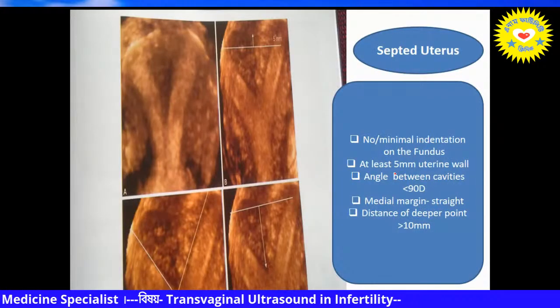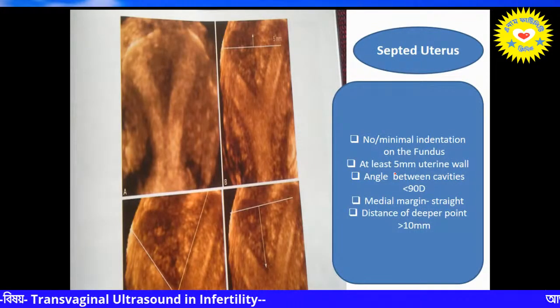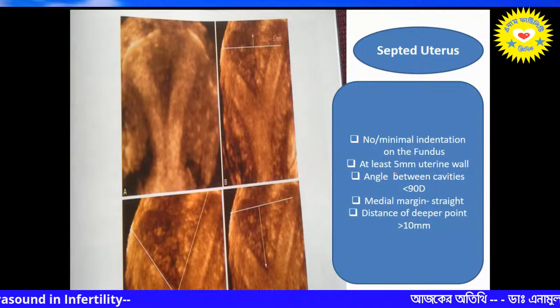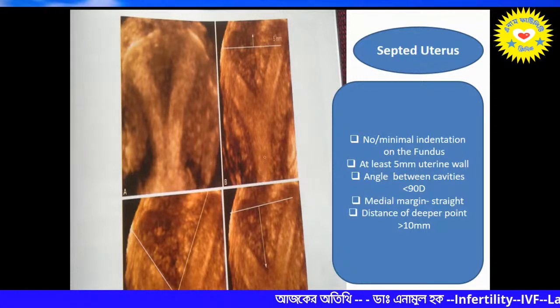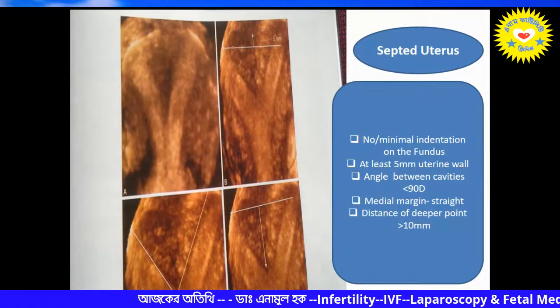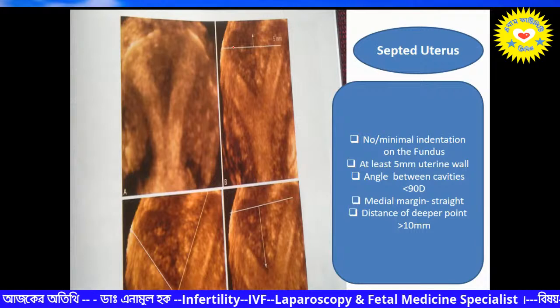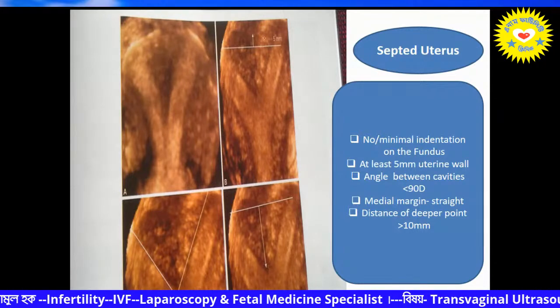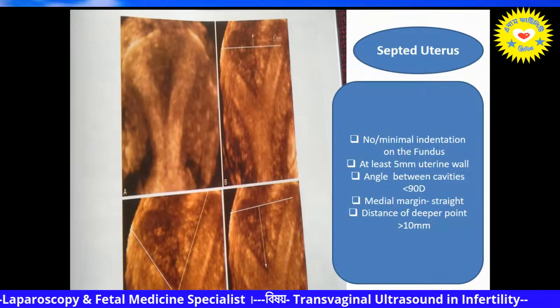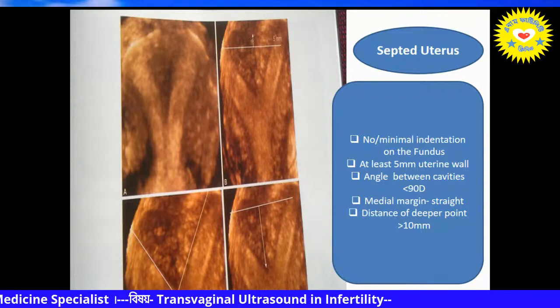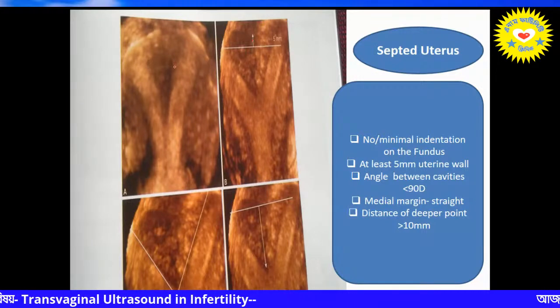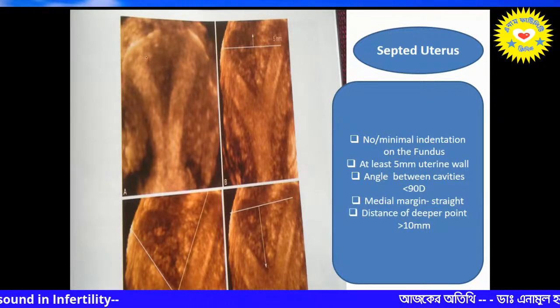And the type 4, type 5. Type 5 is the septate uterus. Here you see the no or minimal indentation on the fundus, and at least 5 millimeter uterine septum must be present. And you see here the endometrium, the medial margin of the endometrium is straight.